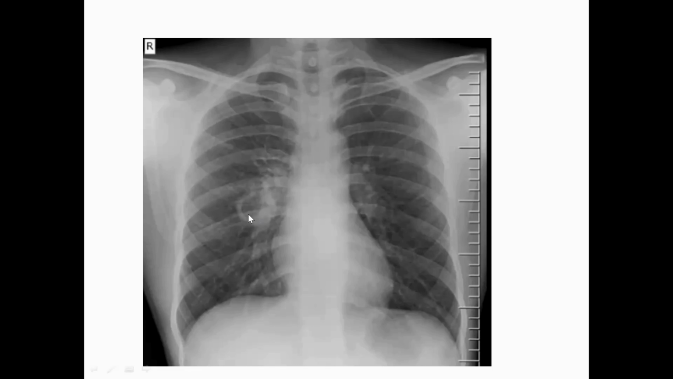So why is it a cavitated lesion? It's not only an opacity, because look, there's a well-defined opacity, but there is a cavity within the opacity. That's why you're going to describe it as a well-defined thick wall cavitatory lesion in the right mid zone or right parahilar region. So usually, what's the meaning of a cavity?